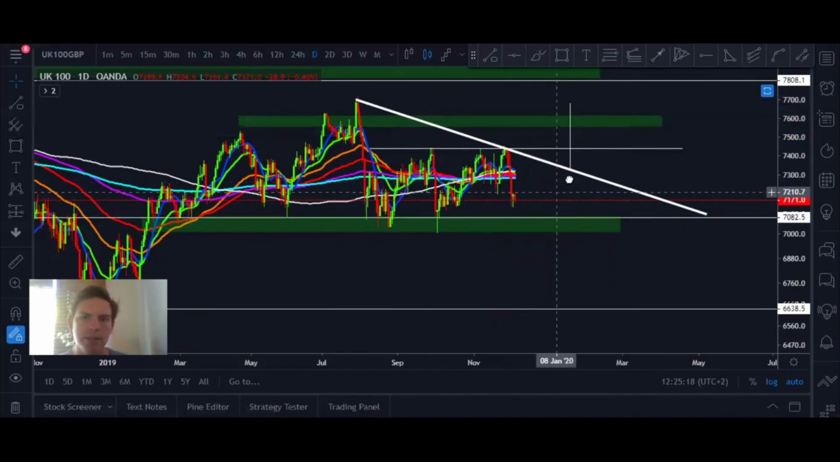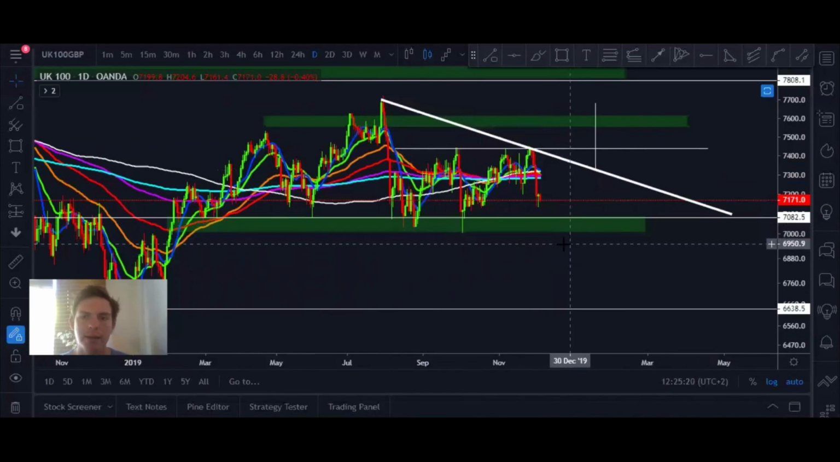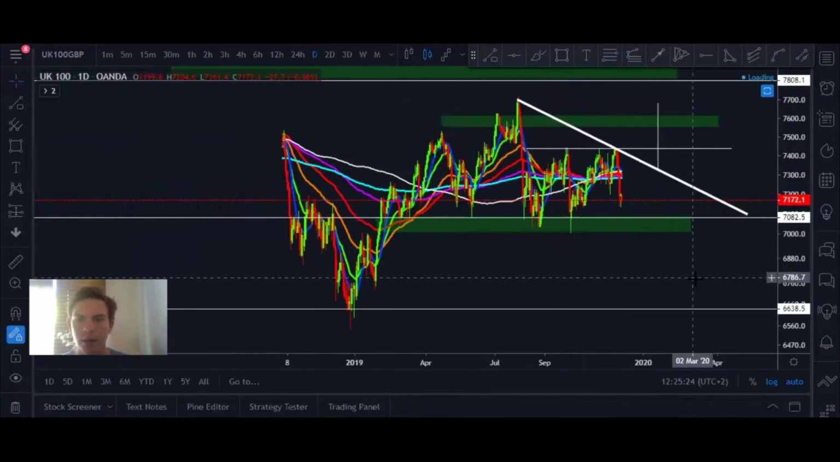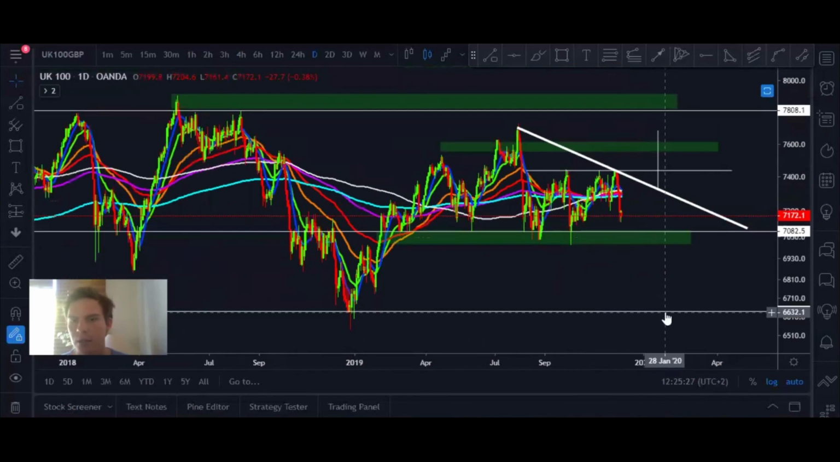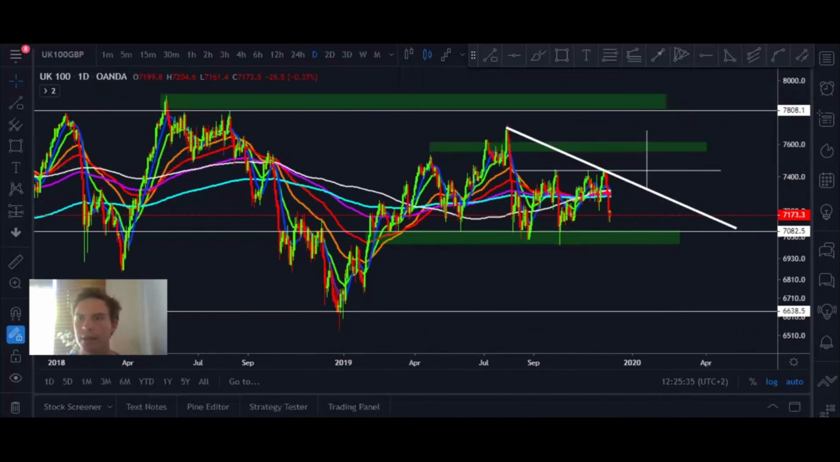I'm going to keep an eye on it. This is where I would like to buy in and get a good risk reward ratio from that. If we break that to the downside, I'll be measuring a move back down to these lows of 6,632 to about 6,545. So that's what I'm looking at in the markets.